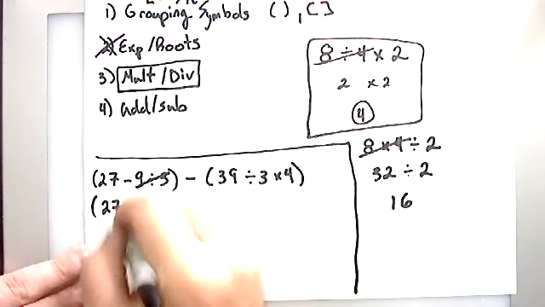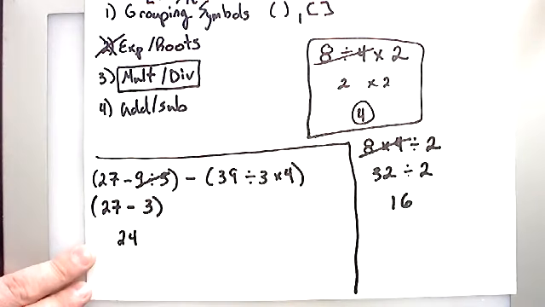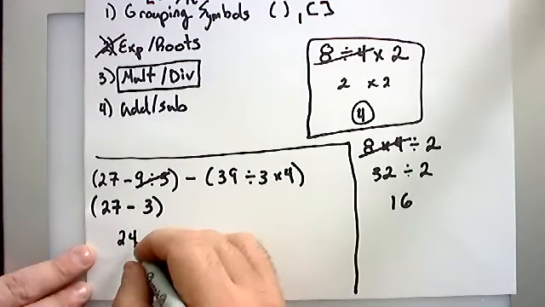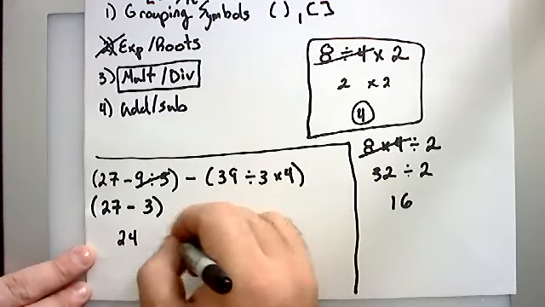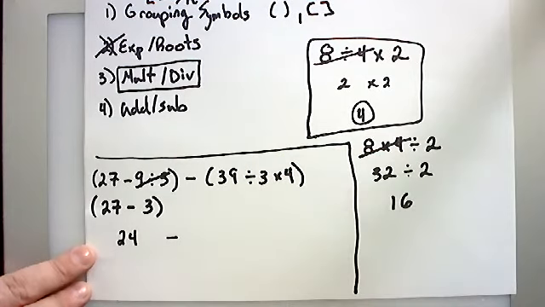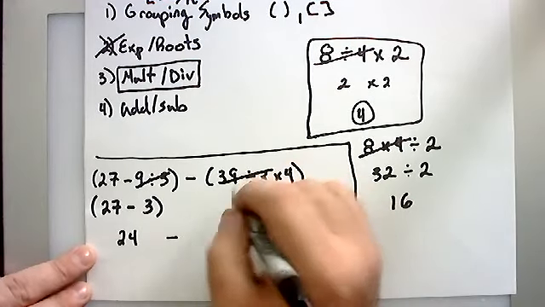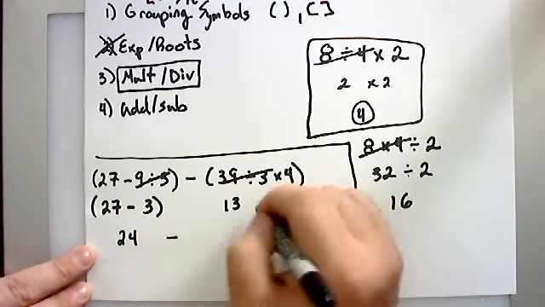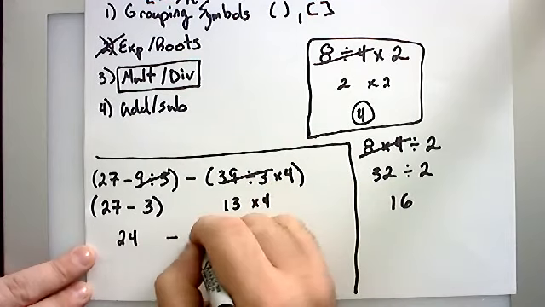27 minus 3, let's go ahead and finish this out, gives us 24, okay? So that first parenthesis, the whole thing worked out to just 24. Then we come over to this side, don't forget your minus in the middle. 39 divided by 3 times 4. So again, are we gonna multiply or divide first? Well, because division came first, left to right in the parentheses, we're going to divide first. If the multiplication had come first, we do the multiplication first. 39 divided by 3 is 13. Times 4 is 52.